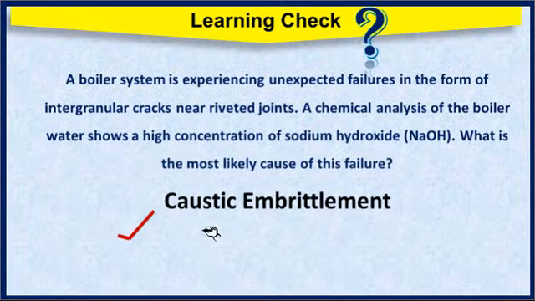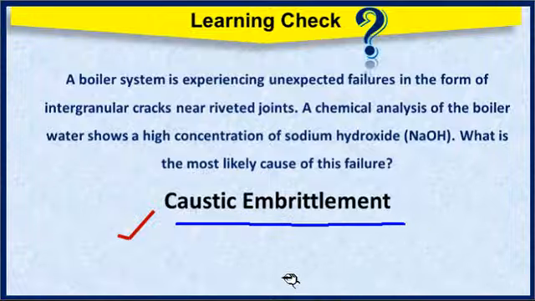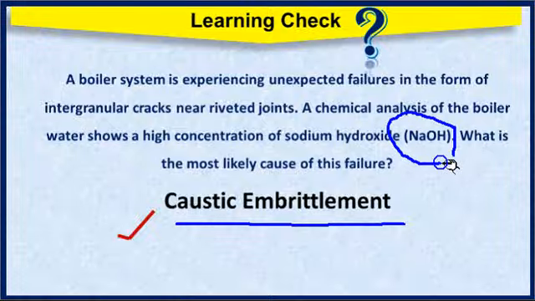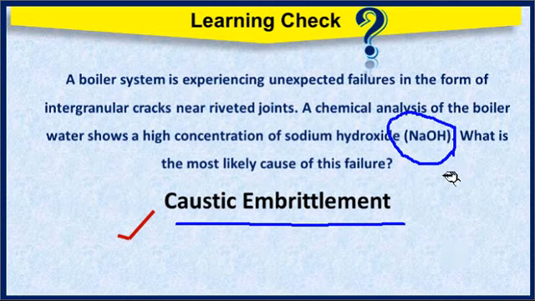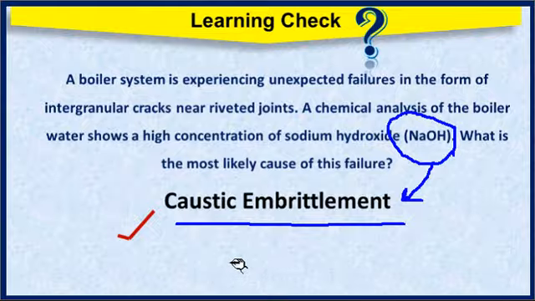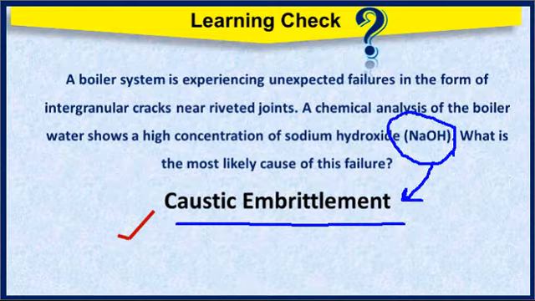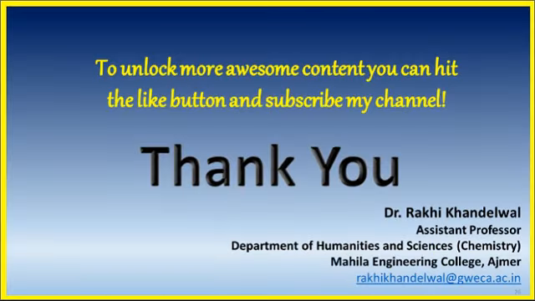Yes, you are correct. Caustic embrittlement is the cause of this failure, because we can see here the accumulation of NaOH in this water. So the presence of NaOH creates which type of boiler trouble? Caustic embrittlement. So that's all for today's video.